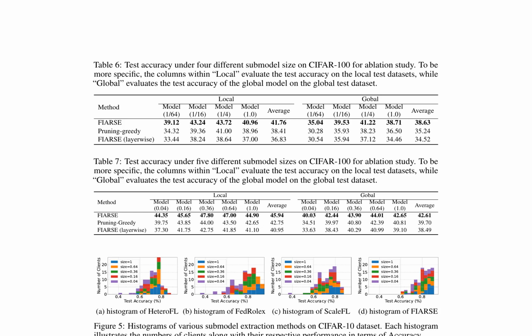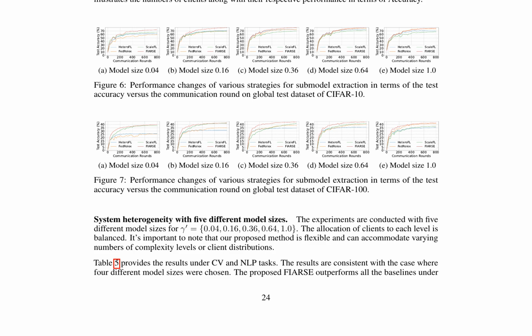The results show that FIARSE outperforms the baselines by at least 7% and 3% for CIFAR10 and CIFAR100, respectively. Ablation studies on CIFAR100 demonstrate the flexibility of FIARSE in accommodating varying numbers of complexity levels or client distributions. Figures 5 to 7 illustrate the performance changes of various strategies for submodel extraction in terms of test accuracy versus communication rounds on the global test dataset.